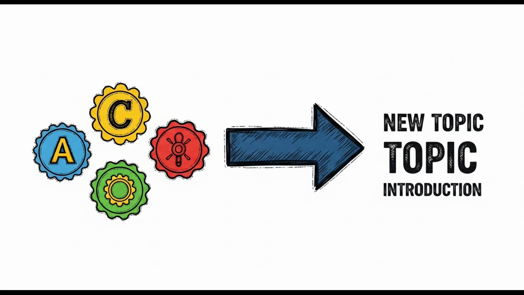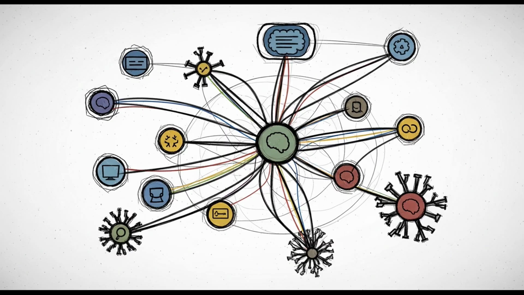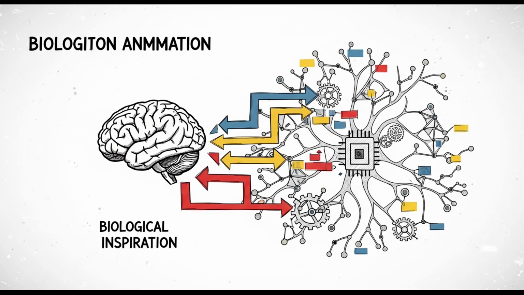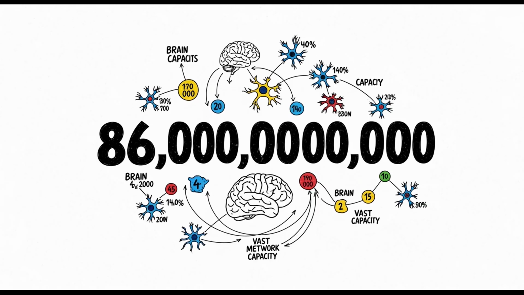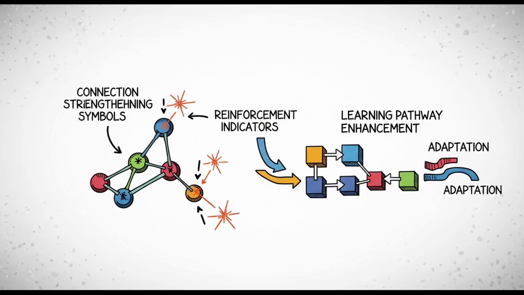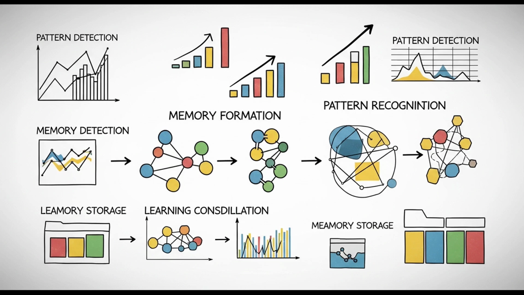Now let's talk about something you've definitely heard of. Neural networks. This is the technology that made modern machine learning so incredibly powerful. Neural networks are inspired by the human brain. Your brain has about 86 billion neurons. These neurons are connected to each other and they pass signals back and forth. When you learn something new, certain connections get stronger. That's how you form memories and recognize patterns.